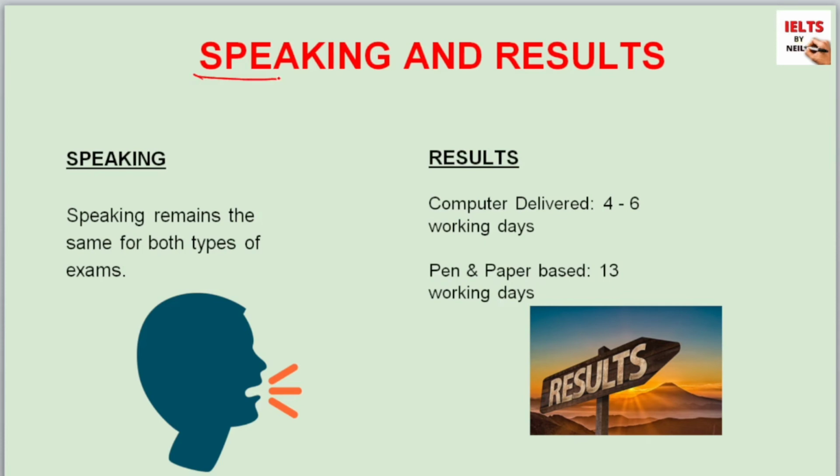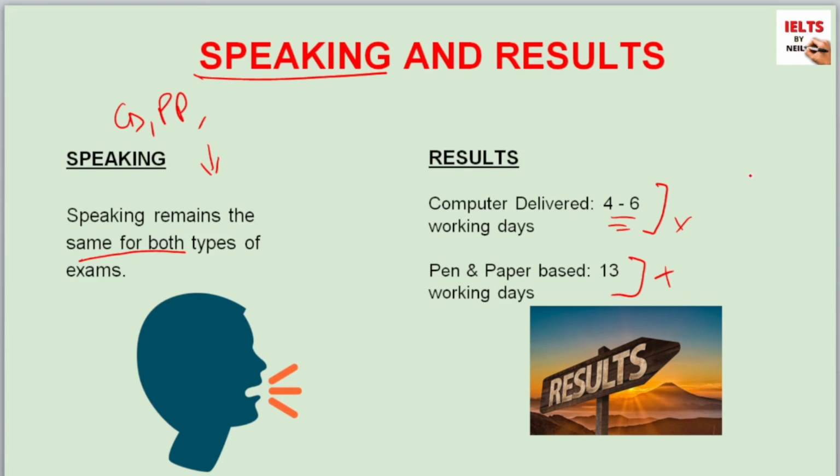Coming on to the last section, there's speaking. Speaking remains the same for both types of exam. It doesn't matter if it's computer delivered or pen and paper based. However, there is a very big difference in the results. If you have given computer delivered, you will get the results in only 4 to 6 working days. Normally you get it in 4 days, but they say 4 to 6 working days. Whereas for pen and paper based, you will have to wait for 13 working days.